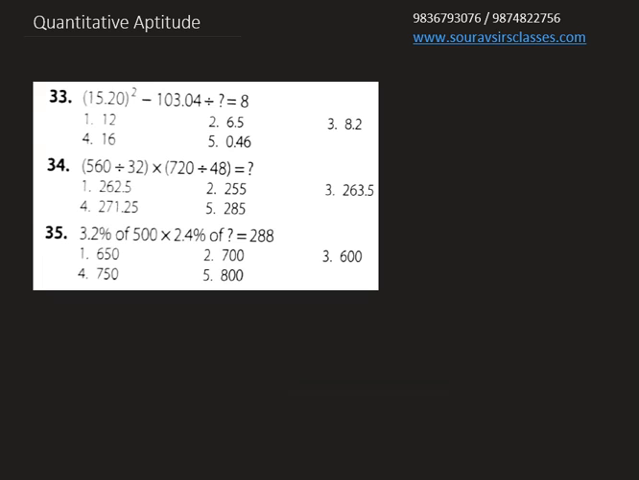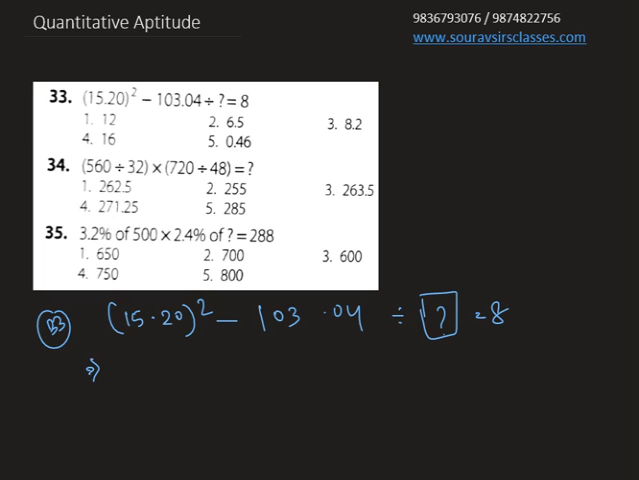The first problem is 15.20 square minus 103.04 divided by an unknown number is equal to 8, and we need to find the unknown number. Okay, so by the rule of BODMAS, the first preference for operation is for division. Therefore 103.04 divided by the unknown number is equal to 8.